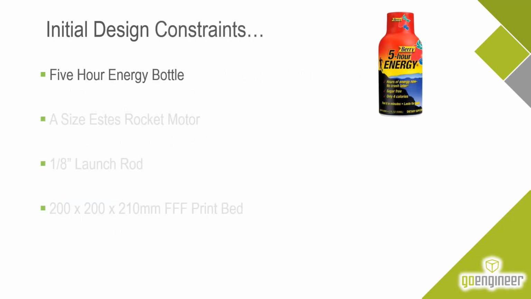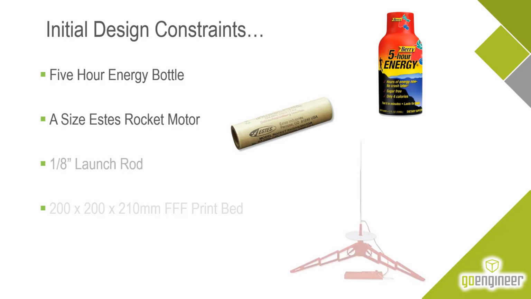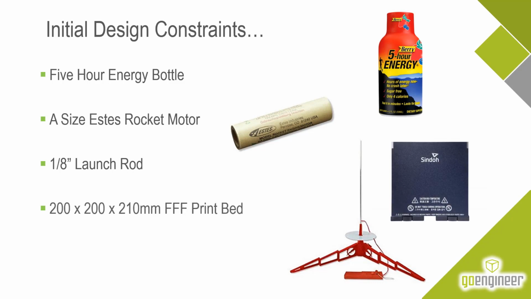Okay, so here's my initial constraints. I've got my 5-hour energy bottle. That's got a couple of size features I have to deal with. I've got my rocket motors. We're going to stick with an A size for this particular project. And then what else do we have to worry about? We'll have to launch this thing, and usually a commercially available launch rod is about 1/8 of an inch for small size rockets. And then, of course, my particular printer has a 200 by 200 by 210 millimeter print bed. So that is really what it comes down to when I have to constrain my model and design it up.